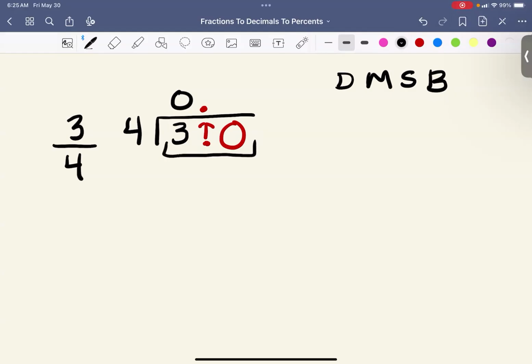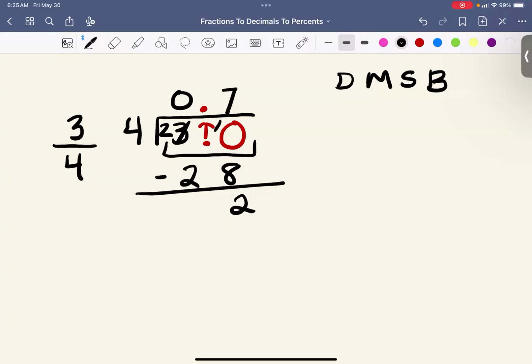4 can go into 30 7 times because 4 times 7 is 28, and 4 times 8 is 32. It's too big, so I have to use 7. So I divided, now I need to multiply. M, 7 times 4 is 28. 30 minus 28 is 2. Now I want to keep dividing.